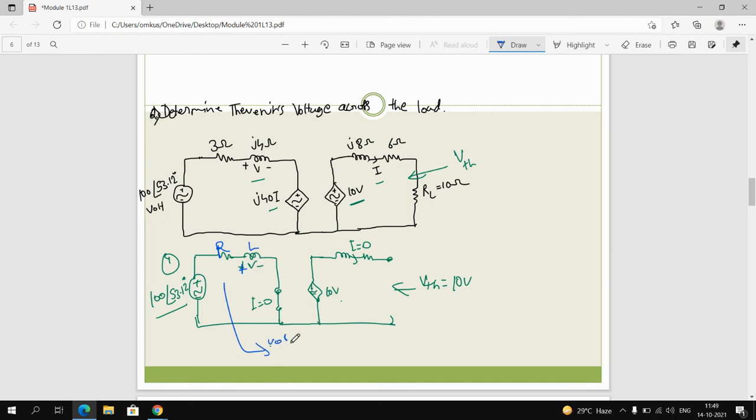For the voltage division rule, this value of V is nothing but the total voltage here, 100 at an angle of 53.12, multiplied by J4 divided by 3 plus J4, right? When you calculate this value, you will get 80 at an angle of 90 degrees volt. Now put this value in this V, so you will get 10 into 80 at an angle of 90 degrees. When you solve this, you will get 800 at an angle of 90 degrees as your voltage. So this is your Thevenin's voltage for this circuit.